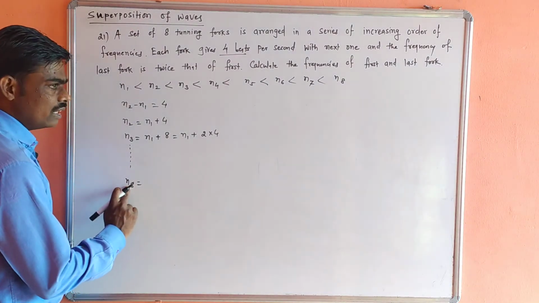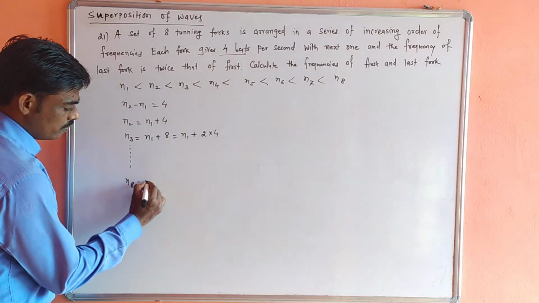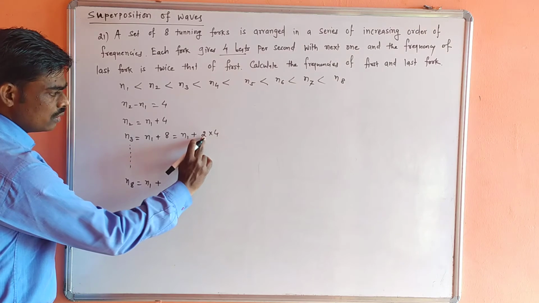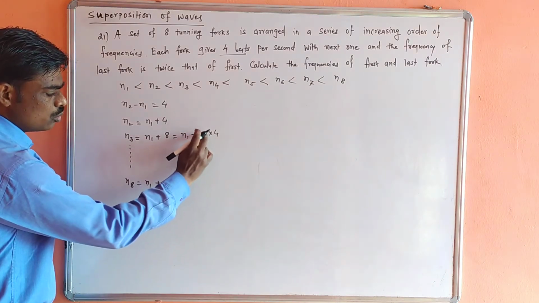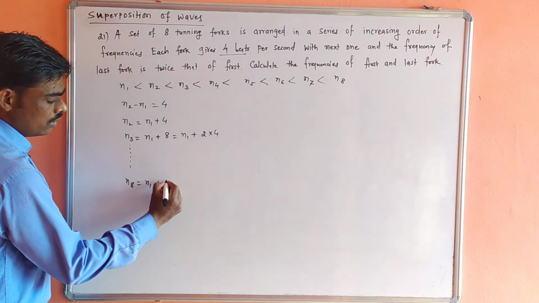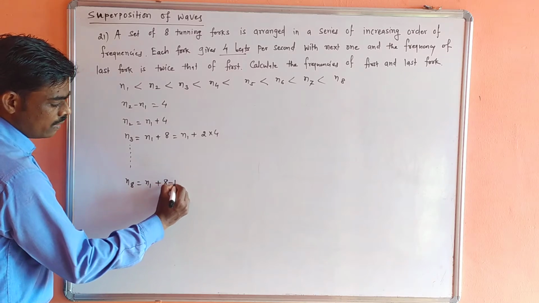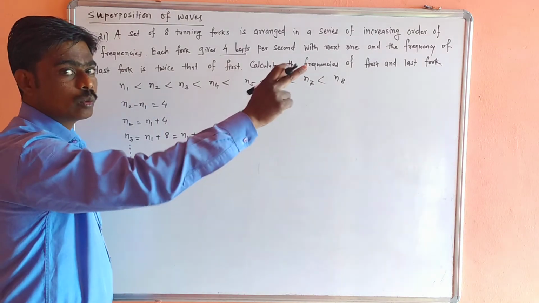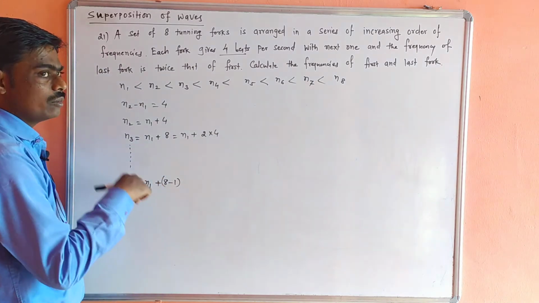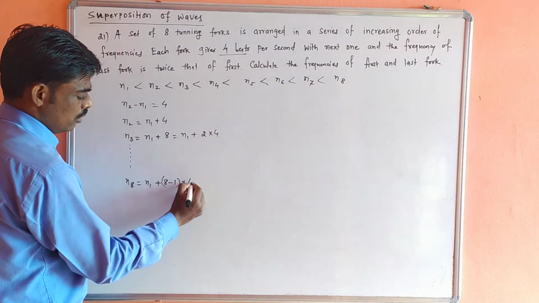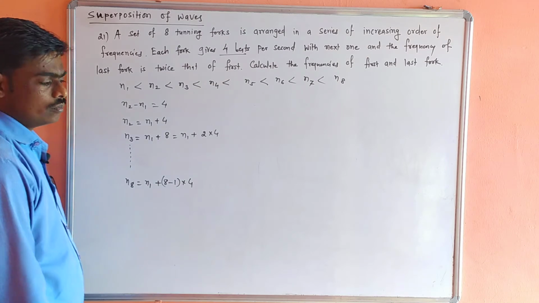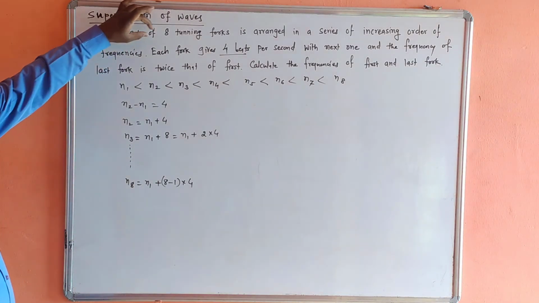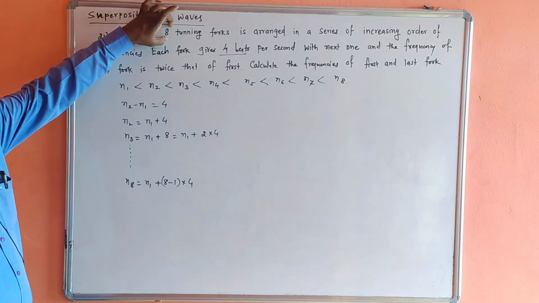This n8 can be related with n1 plus, instead of this 2, now I will write down 8 minus 1. Why 8? Because there are 8 tuning forks. 8 minus 1, that means 7 into 4. So in this problem there are only 8 tuning forks given.